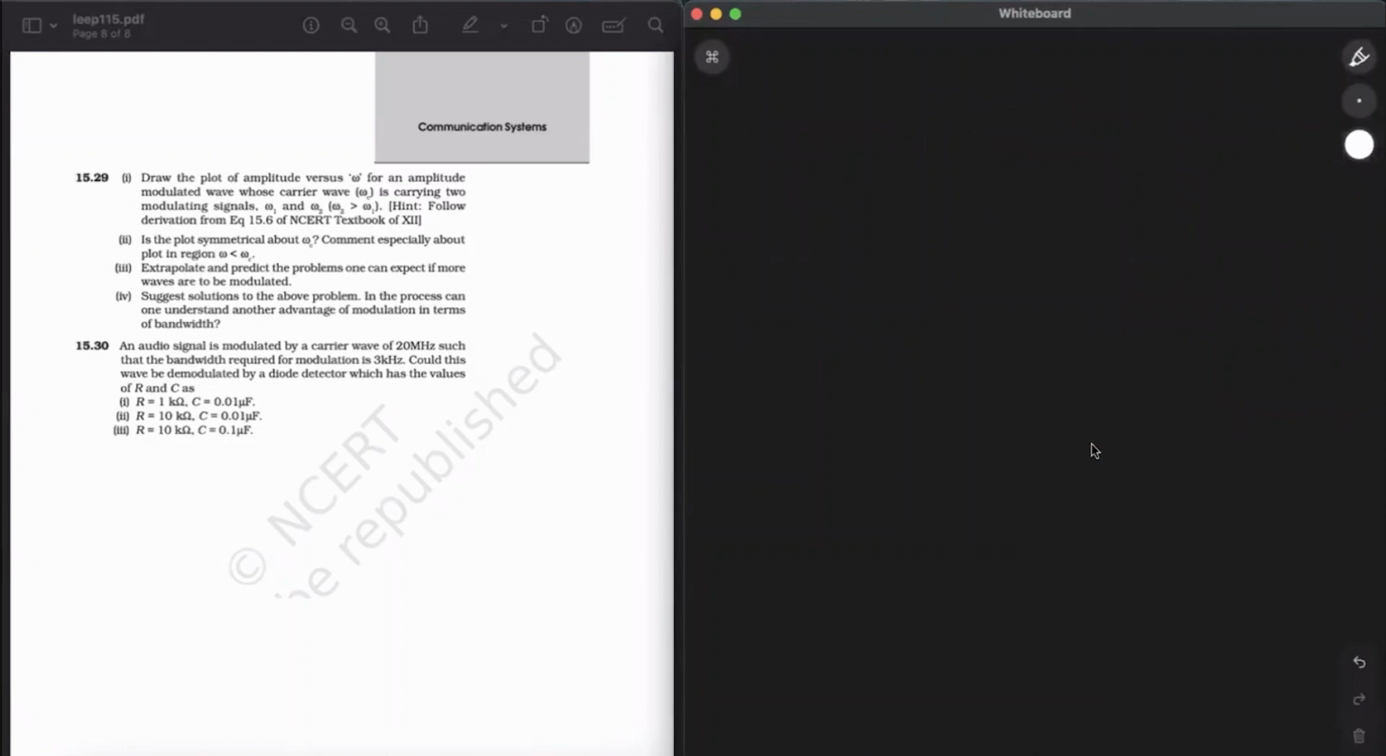So the part 2 of the question was what? Part 2 is the plot symmetrical about WC. Okay, yeah. So it can be seen that the frequency spectrum will not be symmetrical about WC. Crowding of the spectrum will be present somewhere, like in the starting part WM1, and between WM1 and WM2, there was WM2 minus WM1 also there. So crowding will be there. It will not be symmetric about WC.